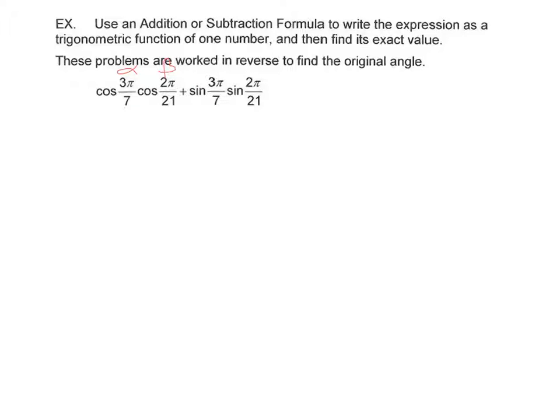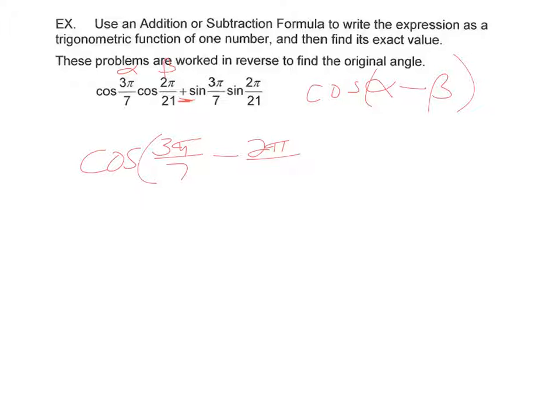So looking at the formulas, the one that has cosine alpha, cosine beta, and then sine alpha, sine beta is the cosine formula. And because of the cosine formula, it does the opposite sign in the middle. If I've got a plus, I know that means I had to have started off with a minus. So we know that we've got cosine of alpha, 3 pi over 7, minus beta, 2 pi over 21.